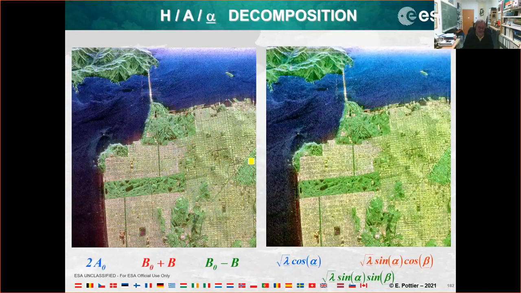And this is the result here using the Pauli representation. On the left, you have the original image before the speckle filtering. And on the right, you have the resulting image after the speckle filtering and after the decomposition. So you can see that these two images are quite the same. It means that I have not lost information, I have not created information, I have just applied my decomposition, and now I'm sure that each pixel presents a physical dimension equal to 5. So this is physics.